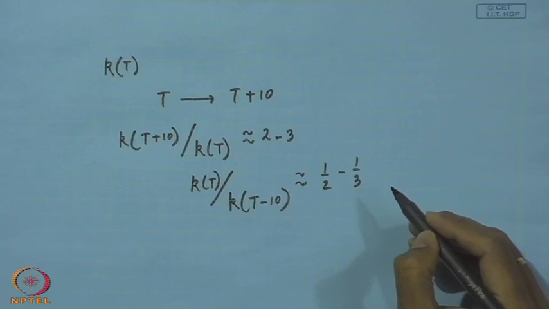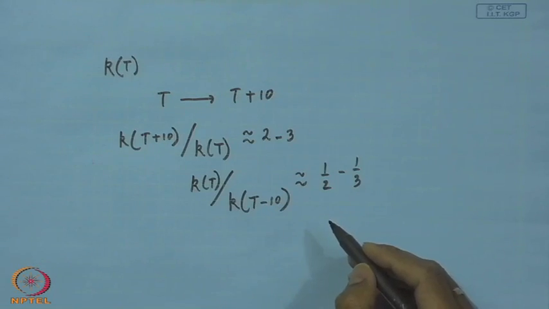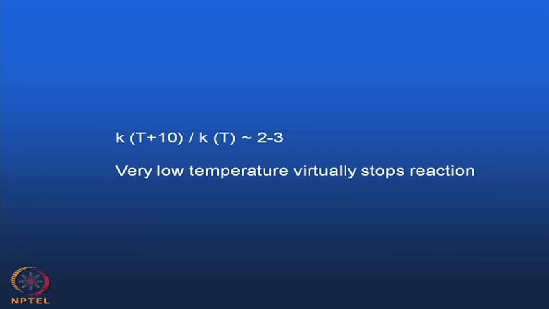It is also an experience that if you reduce the temperature to very low, sub zero, much lower than 0 degree centigrade, it is found that virtually the reaction stops. The reaction does not proceed at all, or even if it proceeds, it is very slow. So very low temperature virtually stops chemical reaction.